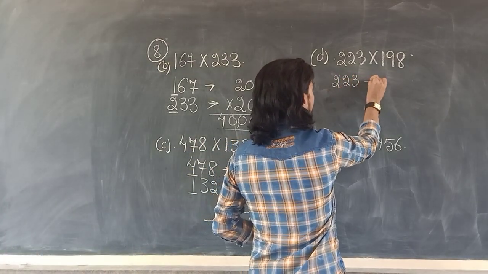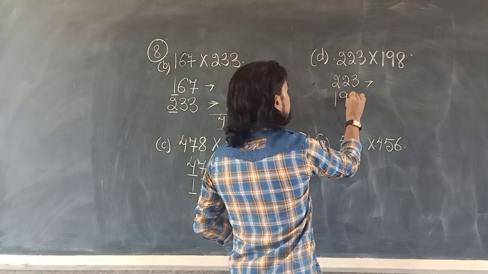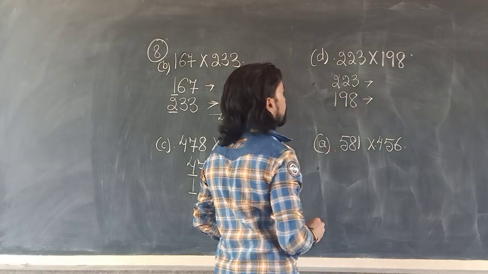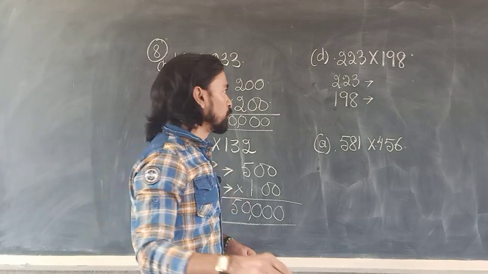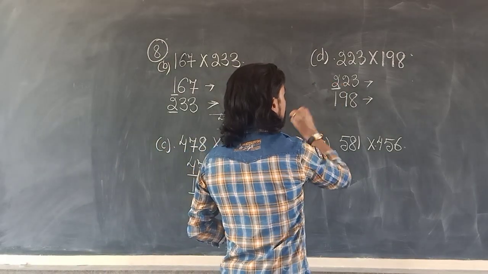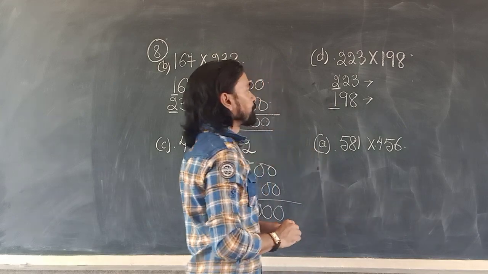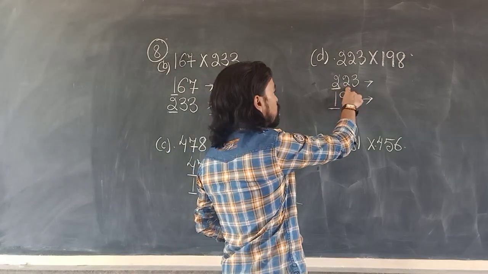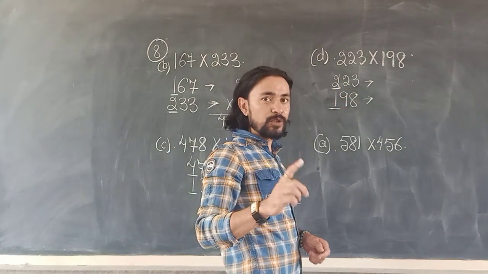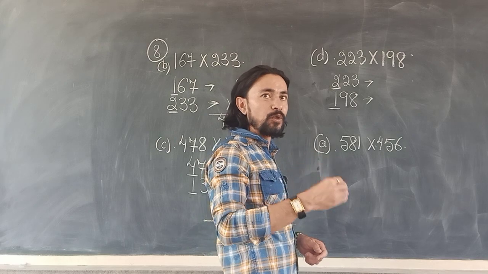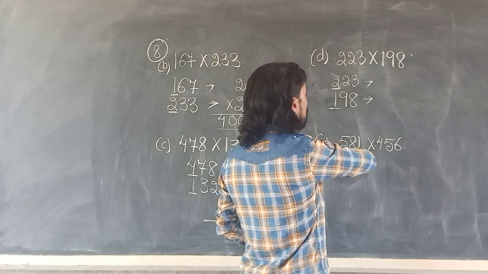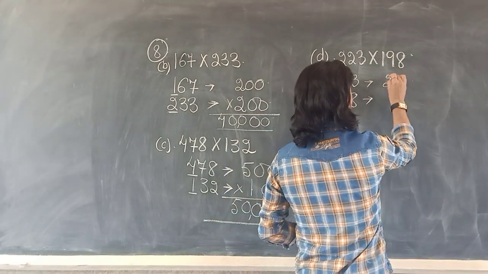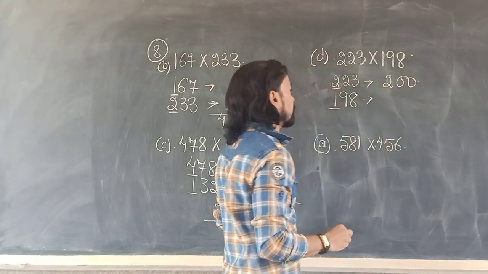223, arrow, 198, arrow. I am rounding off to my nearest hundreds. So I underline that place value to 1. After 2 is 2. That particular digit 2 comes in the first category: 0, 1, 2, 3, 4. So this 2 will not change. It will remain the same. The remaining digits will become 0.